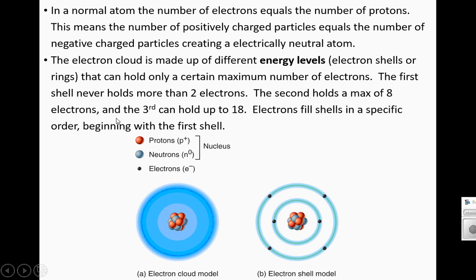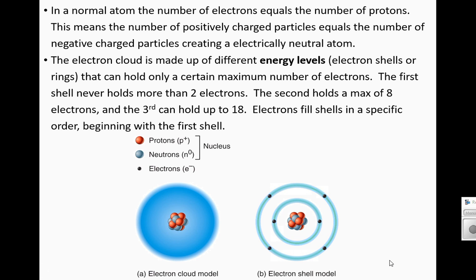Now, the location of those electrons is going to be in these rings or layers or levels or shells, whatever you want to call them. Call them energy levels here. And each of those rings can only hold a certain number of electrons. The first ring will only hold 2. The second ring can hold up to 8. The third can hold up to 18. So on and so forth. We don't really get into too many.